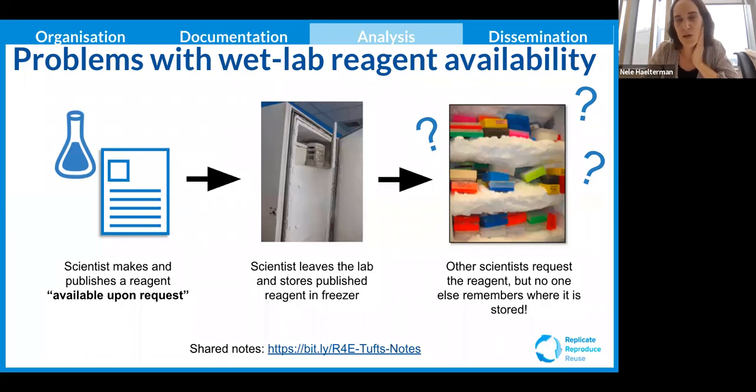Reagents are not just reagents, but all kinds of products are just frozen in the freezer in different boxes, and it's very difficult to figure out exactly where the reagent is that you're looking for.